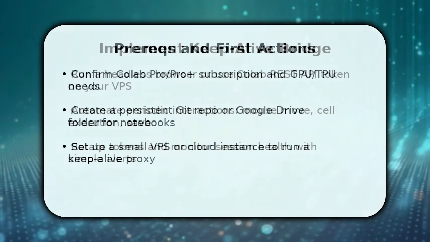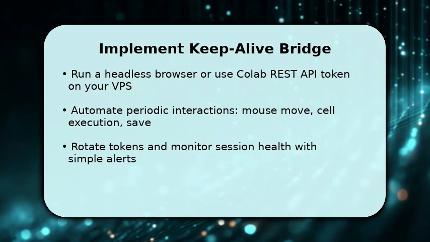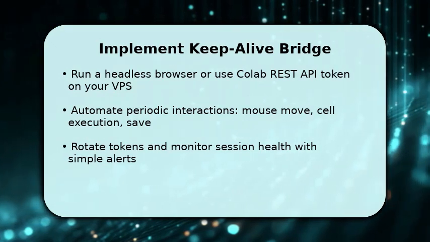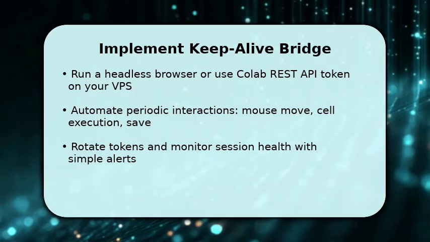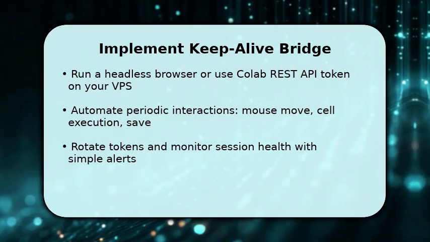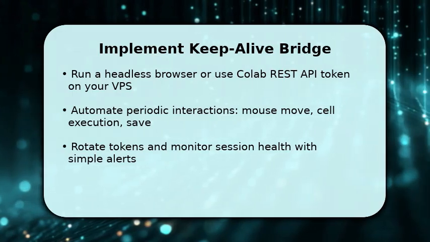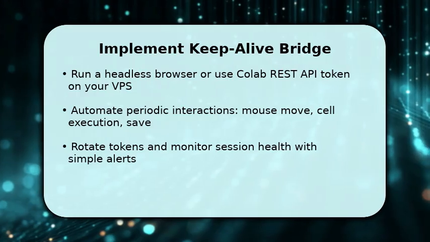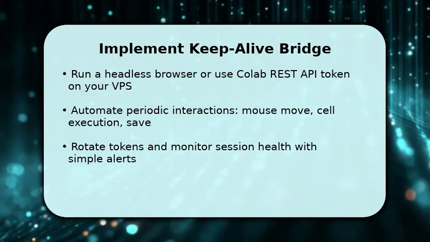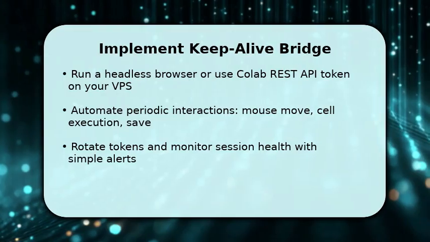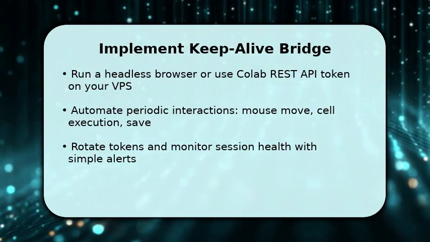Install a headless browser or lightweight automation tool on your VPS and authenticate using a Colab-compatible token or service account. Then script periodic interactions, trigger a short cell execution, simulate activity, and save the notebook every few minutes to prevent idle disconnects. Make sure to randomize timings slightly to avoid pattern detection.